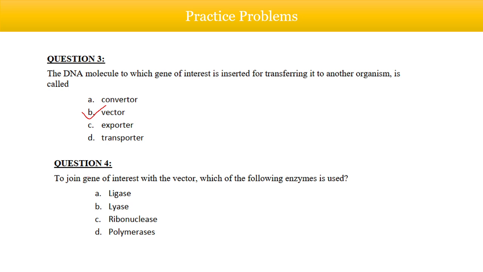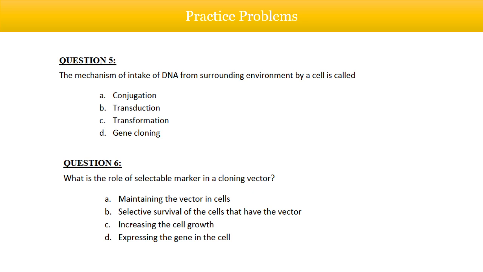Now, to join the gene of interest with the vector, which of the following enzymes is used? Ligase, lyase, ribonuclease, polymerase. As I was telling, to join the DNA, we need to use DNA ligase. So, ligase. Now, the mechanism of intake of DNA from the surrounding environment by a cell is called conjugation, transduction, transformation, or gene cloning. So you're taking DNA from the surrounding environment. What is that? Yes, that's transformation. C, that is correct.